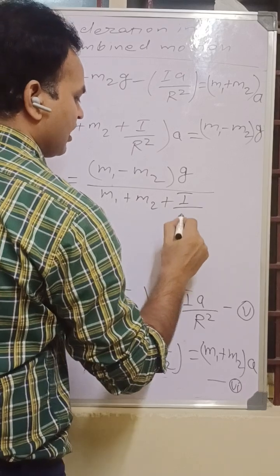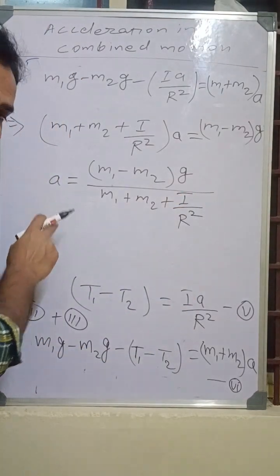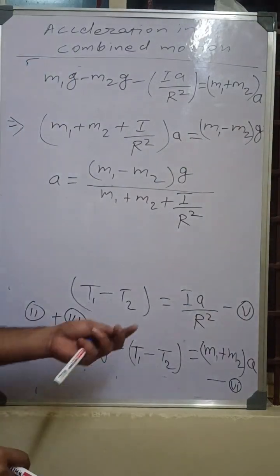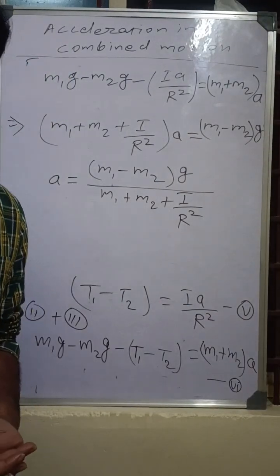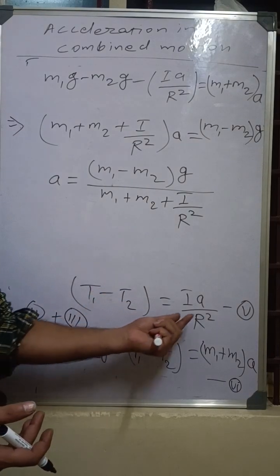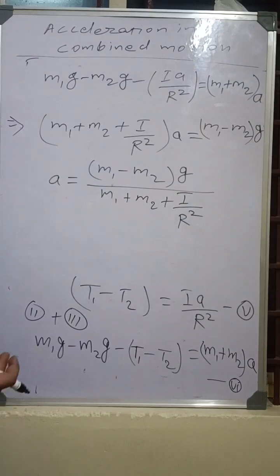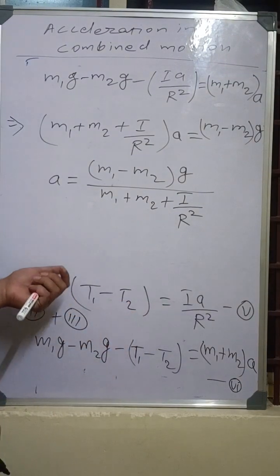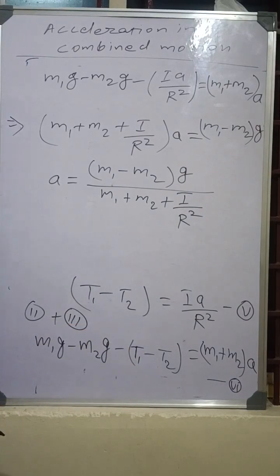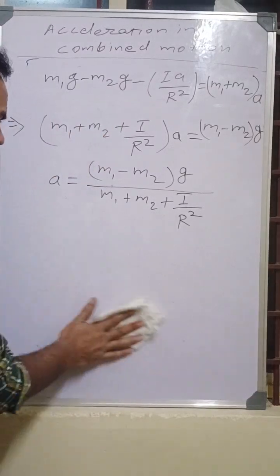I by R squared. And if you got the value of A, then you can easily find the value of alpha as A by R, and you can also find out the value of net torque equal to I A by R squared on the pulley. Okay, and we can also find out the values of T1 and T2 also. Okay, so we have found the value of acceleration A.